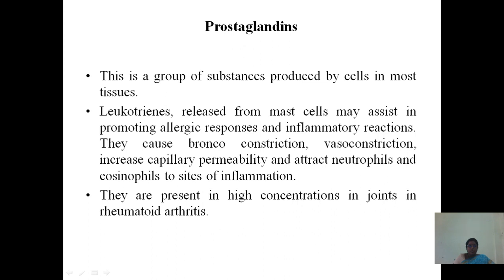Next comes prostaglandin. This is a group of substances produced by the cells in most of the tissues. Leukotrienes that are released from the mast cells may assist in promoting allergic responses and inflammatory reactions. This causes bronchoconstriction and vasoconstriction. Bronchoconstriction means constriction of the airways of the lungs. Vasoconstriction means narrowing of the blood vessels. It increases the capillary permeability and attracts neutrophils and eosinophils at the site of inflammation. These prostaglandins are present in high concentration in joints in rheumatoid arthritis.